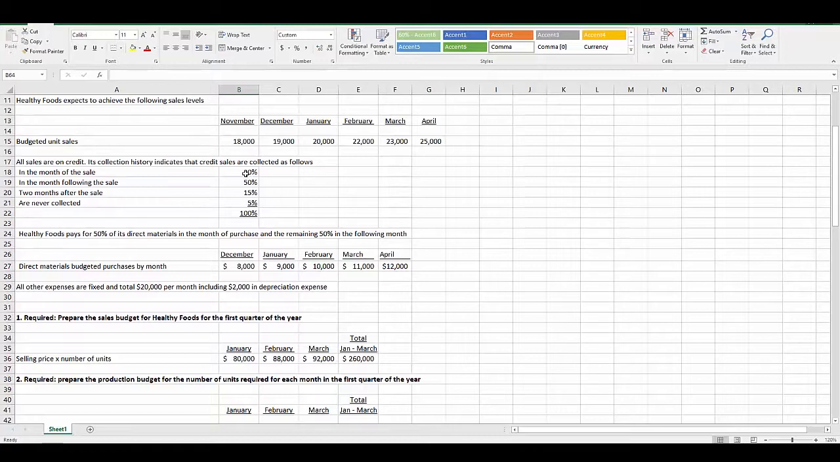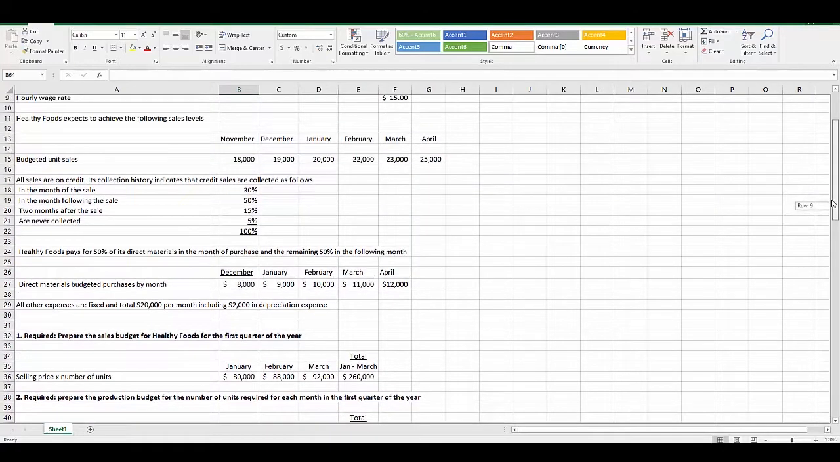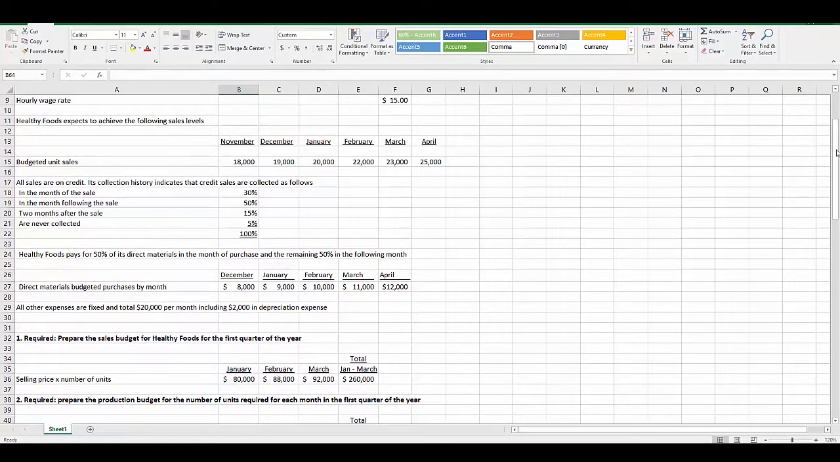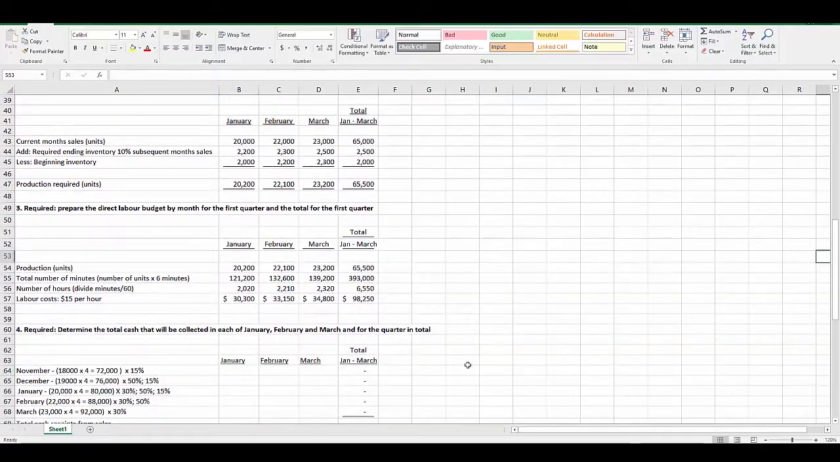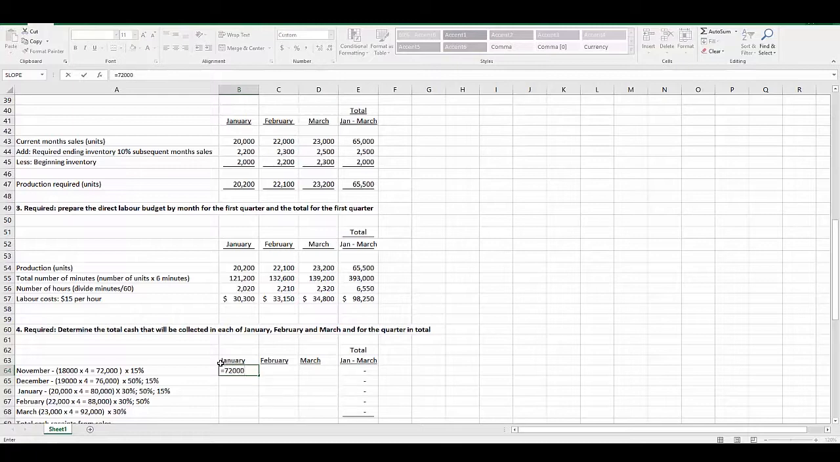So basically 30% in the month of sale, then 50% in the following month, and 2 months later would be 15%. So using that information plus the number of units that you sold in November and December, we will start off with our January collections. So in January, you still have the remaining 15% to collect for November sales. So November sales is 18,000 units, which you're given. $4 a unit is the selling price, 72,000. So you are going to collect 72,000 times 15%, 10,800.